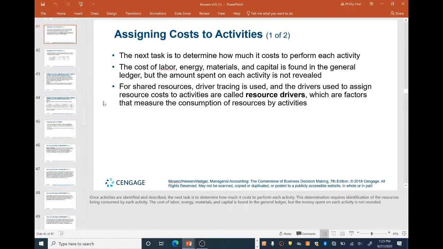So for the shared resources, driver tracing is going to be used, and the drivers used to assign resource costs to activities are called resource drivers. These are going to be factors that measure the consumption of resources by activities. So what we mean by shared resources here, if you use a computer for different types of activities, that's obviously going to be a shared resource, right? So if a printer is used for different activities, maybe for selling, marketing, maybe for purchasing and ordering, that would be a shared resource, right?